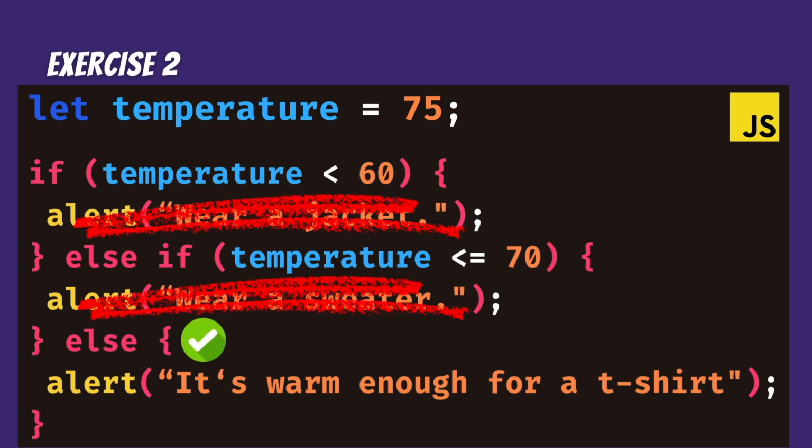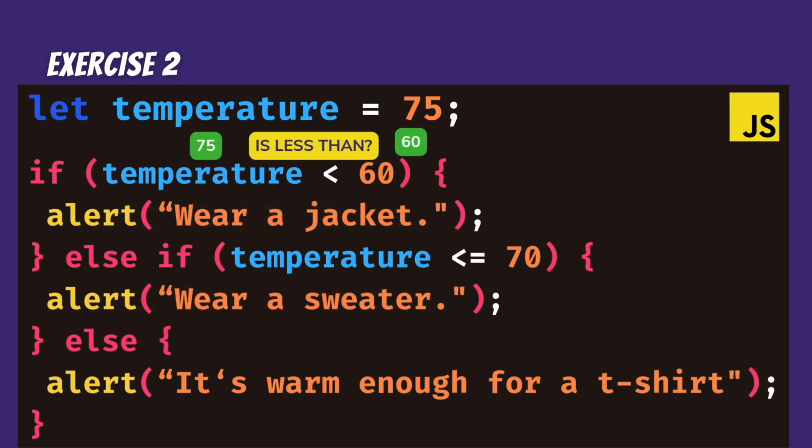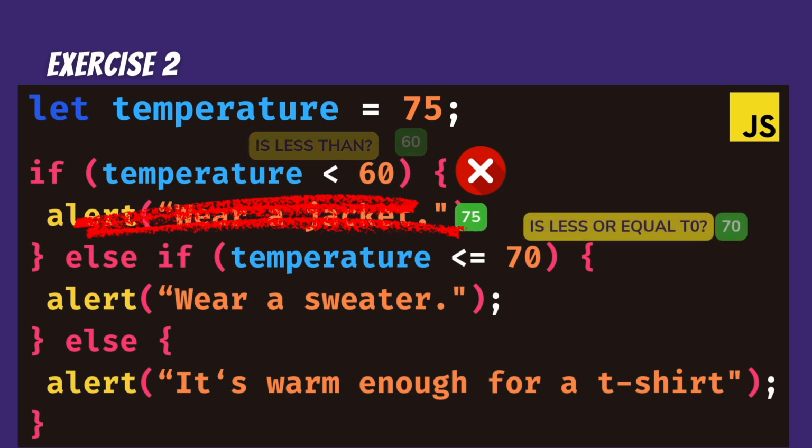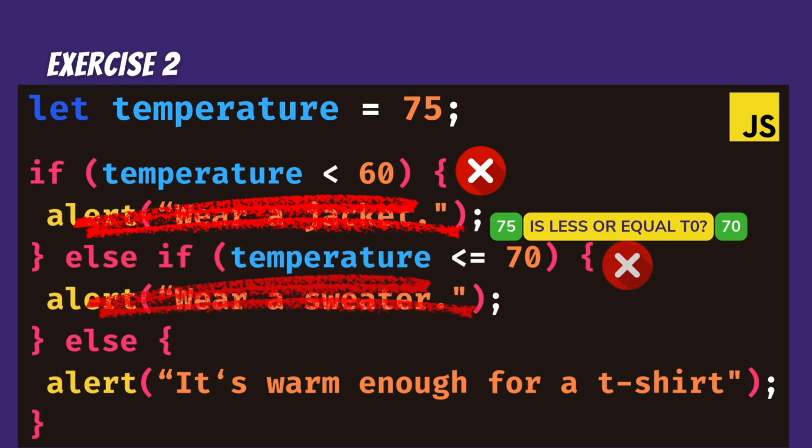In this example, the alert "It's warm enough for a t-shirt" will appear. Let's explain why. First, we check if the temperature is below 60. It's 75, so clearly it's not below 60. We skip the jacket. Next, we check if it's 70 or below. It's not, so there's no sweater either. None of these conditions apply, so it's t-shirt weather.